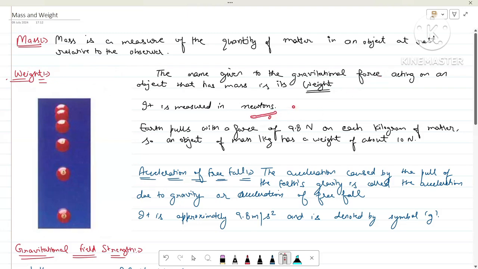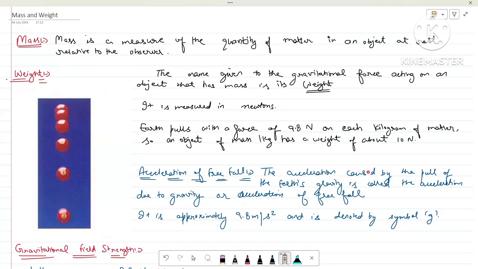Now, if an object is of mass 1 kg, then the earth will pull it with a force of 9.8 newton. So we can say its weight is approximately 10 newton, or 9.8 newton. If the earth is pulling an object and it is accelerating, then the name of that acceleration is acceleration of free fall. This means when an object is dropped from a certain height and falls under the effect of gravity only, with no other force acting, the acceleration is known as acceleration of free fall or acceleration due to gravity.